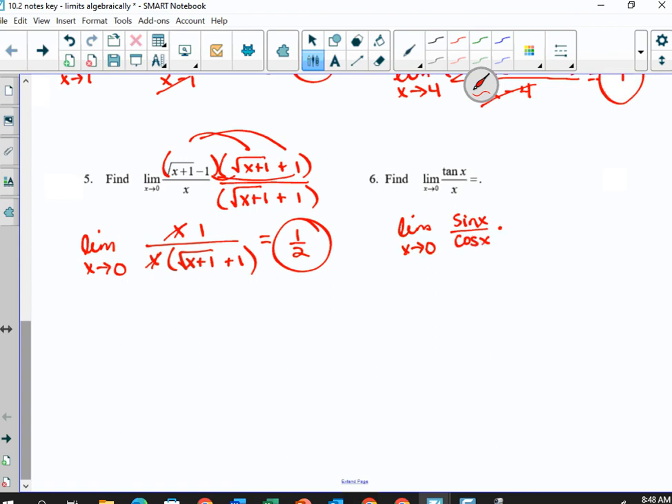And then I'm going to write times 1 over x. Look at that for a minute. Does that make sense to you that that is equivalent to the tangent of x over x? Okay. Now I'm going to move things around again.